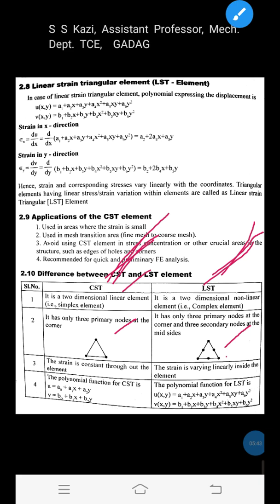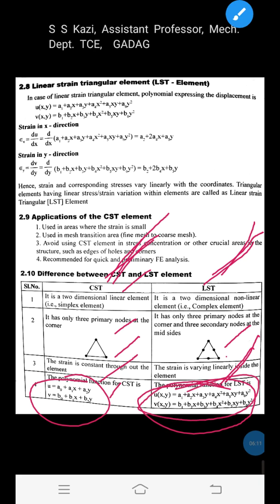Next, in the CST element the strain is constant throughout the element. In the LST element the strain varies linearly inside the element, that is, strain is not constant for the LST element. The polynomial function for CST element is given by this one. The polynomial function for LST element is given by this one. In the CST element, the polynomial function consists of 3 generalized coordinates in x and y direction, and the LST element consists of 6 generalized coordinates in x and y direction.